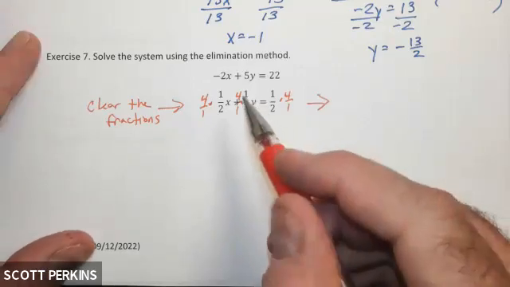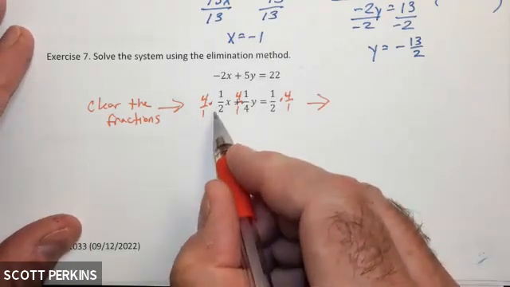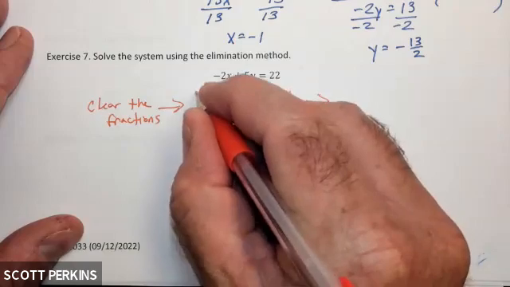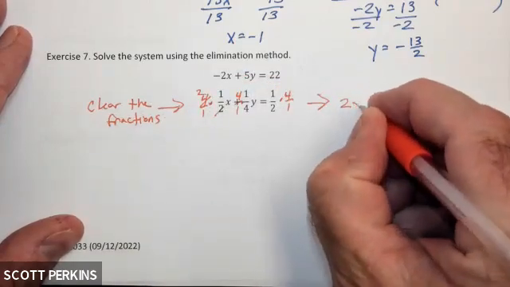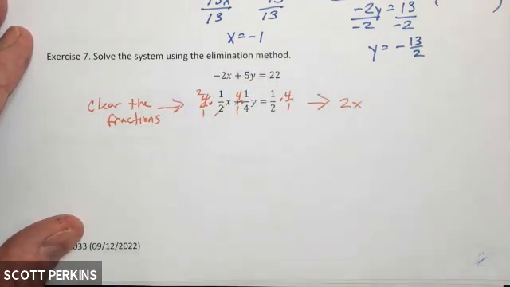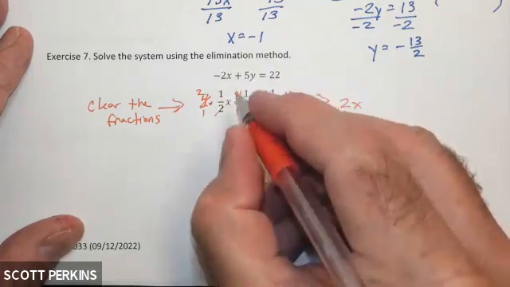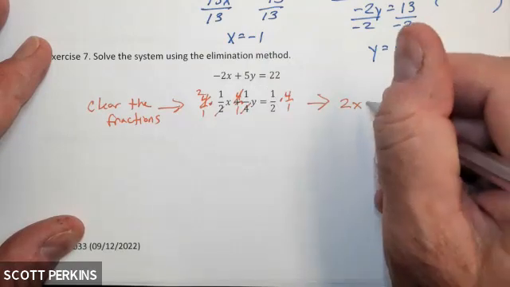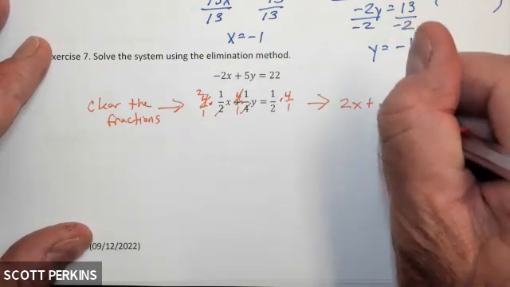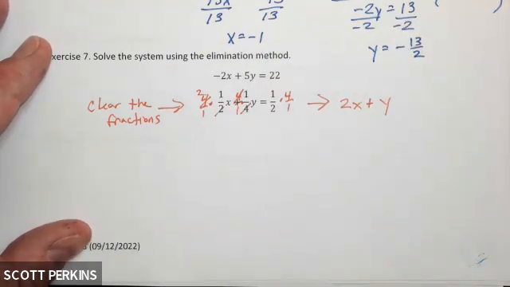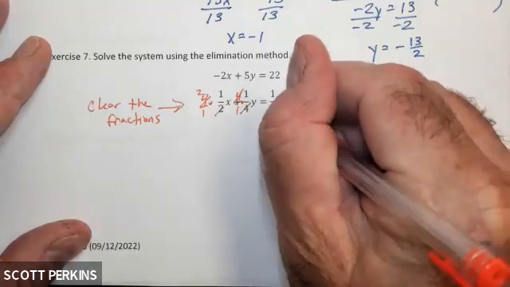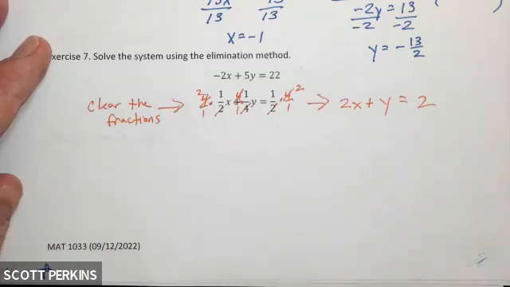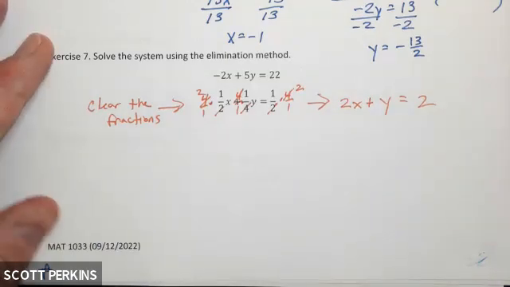All right, so when I multiply every term by 4, here I've got 4 times a half. 2 goes into 4 and leaves 2, so I start off with a 2x right there. The next one, when I multiply 4 times a fourth, 4 goes into 4 and leaves 1, so I have plus 1y, or just y. And then on the other side of the equal sign, 2 goes into 4 and leaves 2, so I have 2. So that's what I get when I clear the fractions.